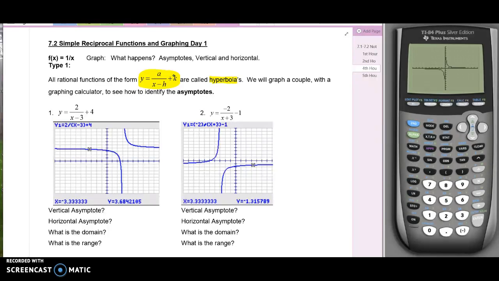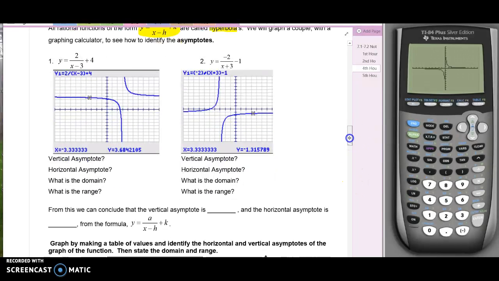So instead of doing a full exploration, the teacher who made this notes packet did a screenshot of this particular function. So she graphed y equals 2 over the quantity x minus 3, plus 4. Here's the picture of that graph. We need to find the vertical asymptote, the horizontal asymptote, the domain, and the range. And I think once we do that, we're going to start seeing some connections between the asymptotes and the equation.